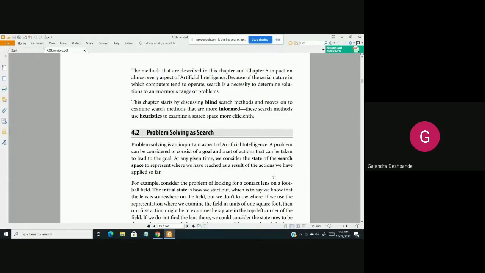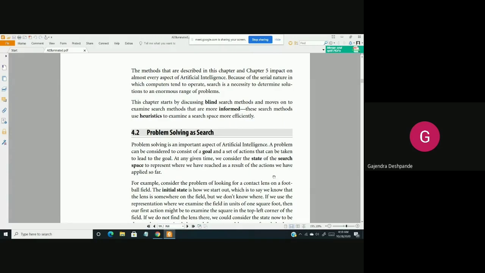At any given time, we consider the state of the search space to represent where we have reached as a result of the actions we have applied so far. So we know that there are two things whenever we are solving a problem: one is the goal and the steps to reach that goal. Now note here that you are not going to reach the goal in just one step. There will be intermediate steps. Whenever you are in one of the intermediate steps, that is known as a state of the search space.